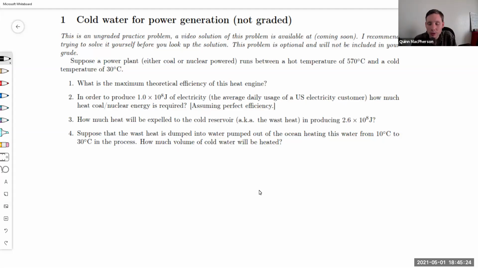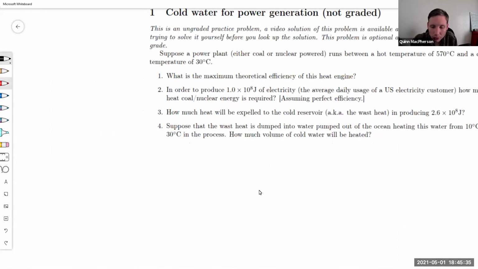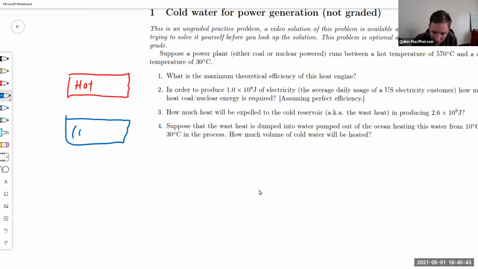Hello, in this video I'm going to show you how to solve this problem involving using cold water and heat for power generation. It doesn't really matter whether this power generation comes from nuclear or coal. Either way, you have a hot reservoir and a cold reservoir, and the heat engine operates between the two. It takes heat from the hot, puts some of it into the cold, and does work with the rest.